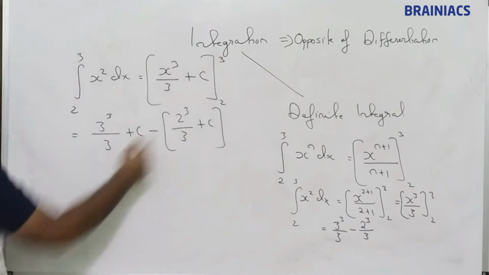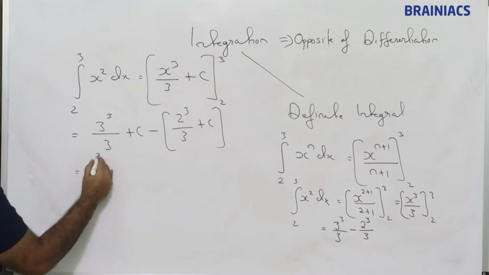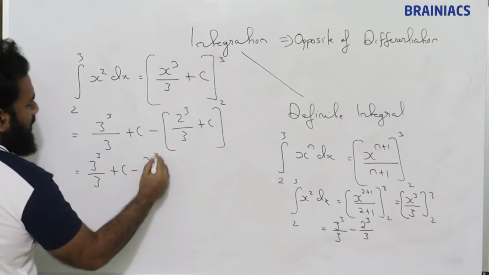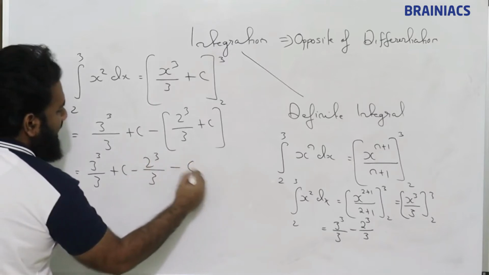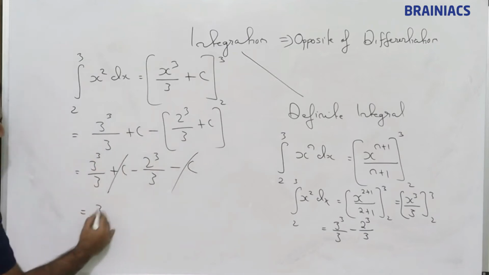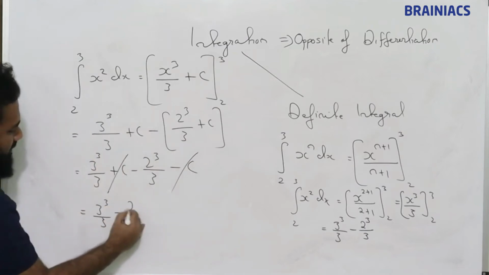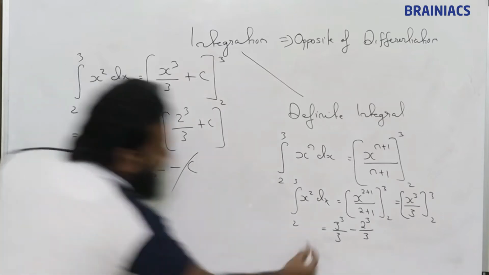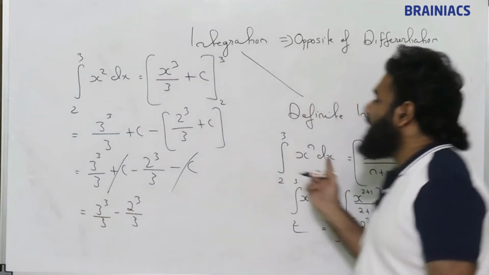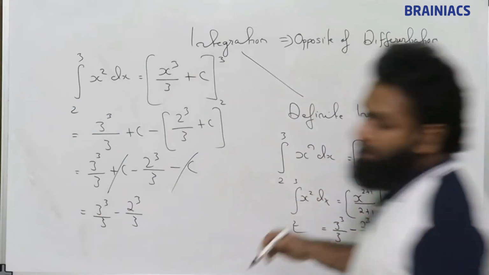So this minus is common for all of them. So 3 cube by 3 plus c minus 2 cube by 3 minus c. So this c and this c will get cancelled off. Finally, we will be getting 3 cube by 3 minus 2 cube by 3, same as this answer. So anyway, constant will get cancelled off. So for definite integral, we need not consider constant.